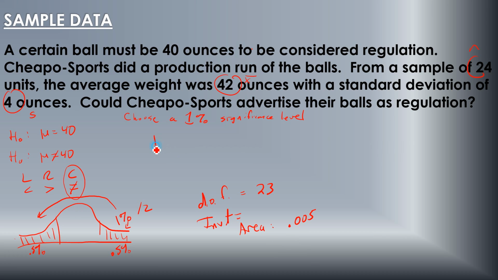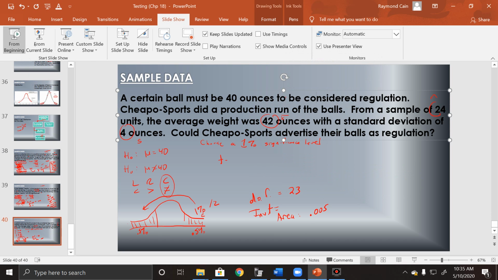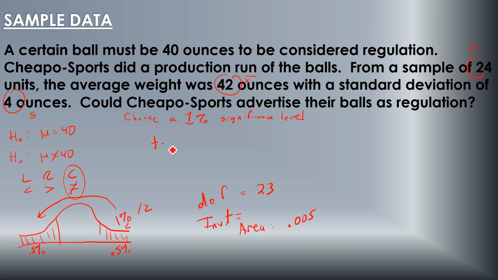So let's get our T-score. Oops. I don't want to end. Okay. Can I still write? Okay. Shoot. I'm going to keep this, and I'm going to start my slideshow. Okay. I didn't mean to end the slideshow. All right. I got all messed up.